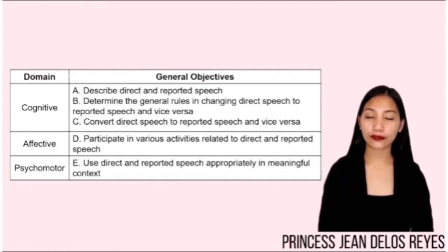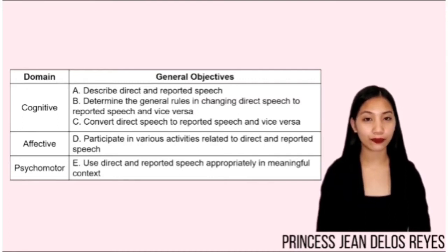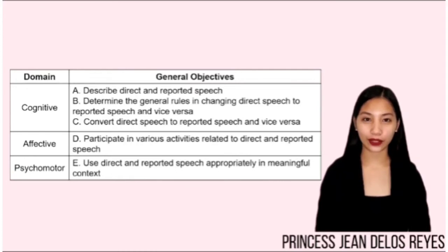Specifically, Objective A, describe direct and reported speech. Objective B, determine the general rules for changing direct speech into reported speech and vice versa. Objective C, convert direct speech into reported speech and vice versa, belong to the cognitive domain of learning.